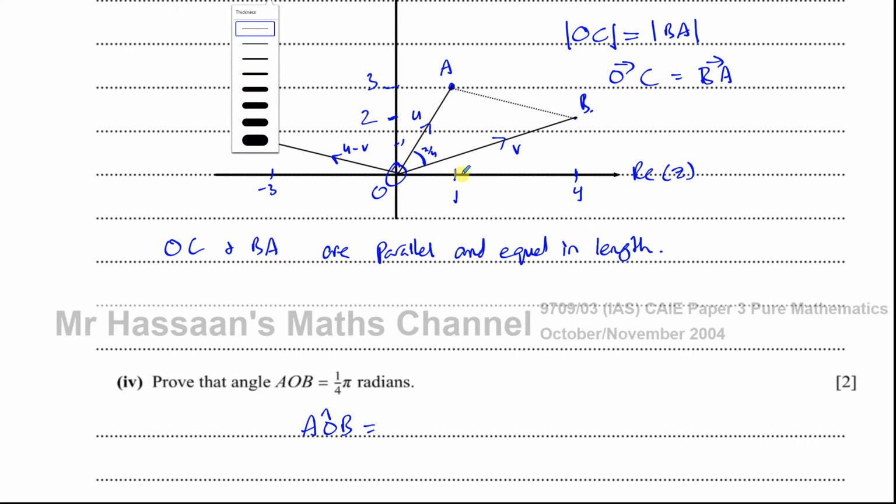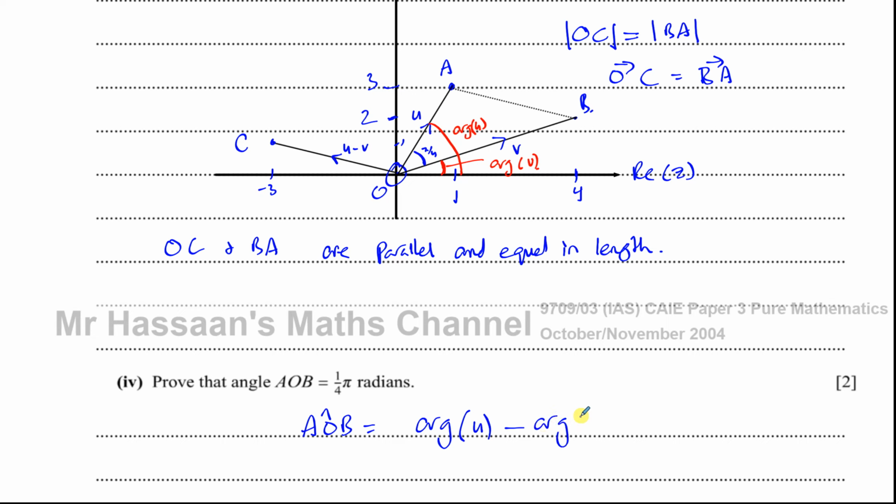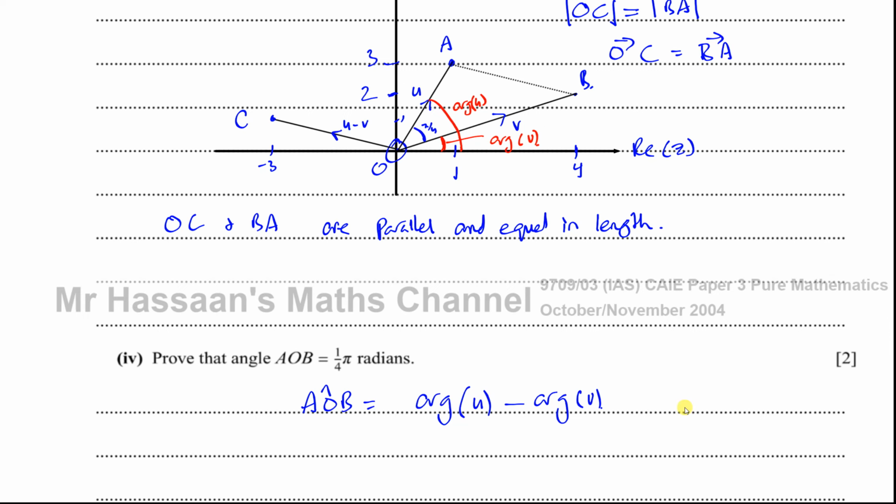AOB is like the angle from the real axis to OA, and this angle subtracted. So basically the angle here is the argument of u. And this angle here is the argument of v, because it's the angle from the positive real axis. So I can say AOB is equal to the argument of u minus the argument of v, right?